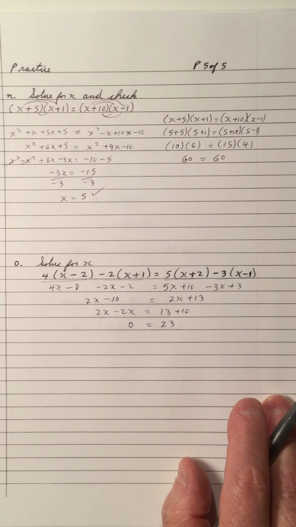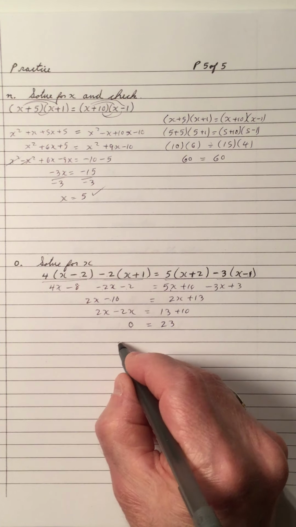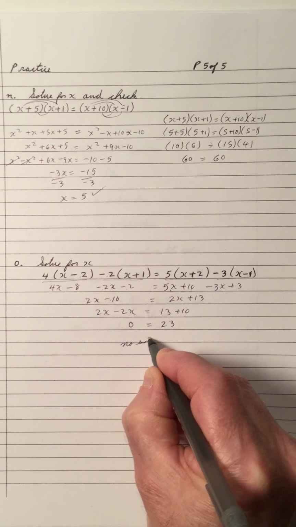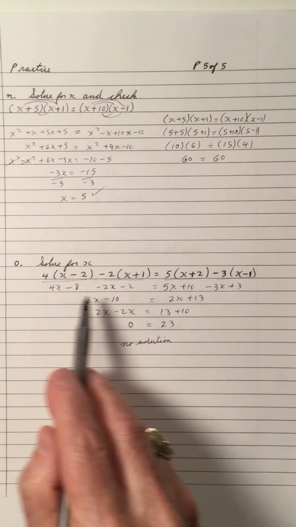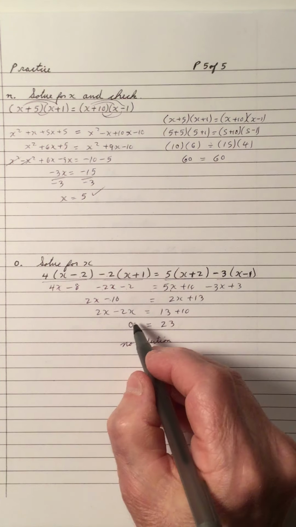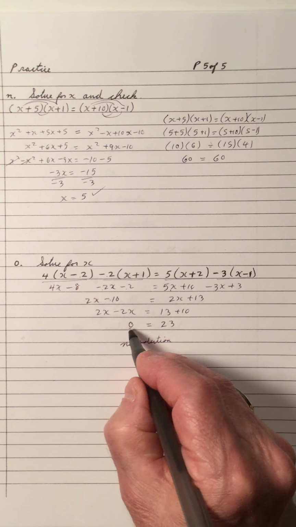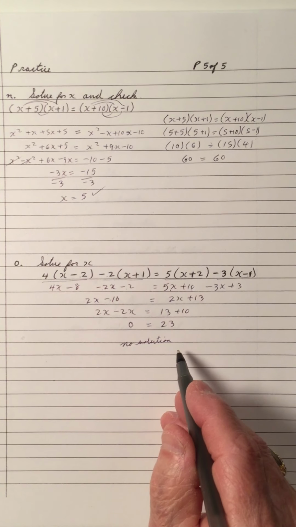I didn't get an x. Oh, I remember. When we have an equation where we have 0 equals 23, that means there's no solution. There's no number that you can put in this equation to make it true. Because remember in the video, if you've seen it previous to this, if you have 0 equals a number, that means there is no solution to this equation.